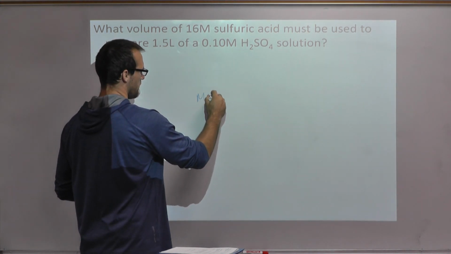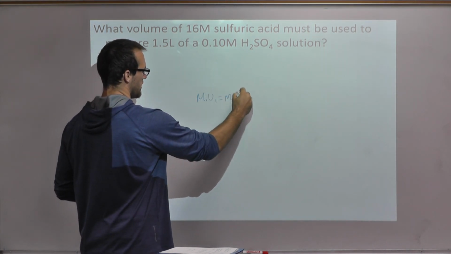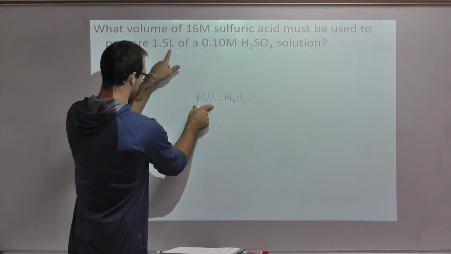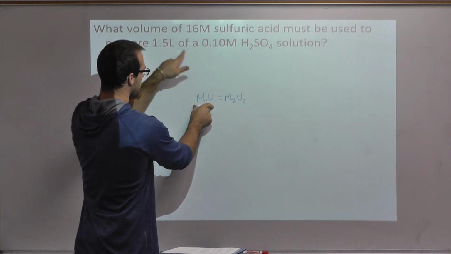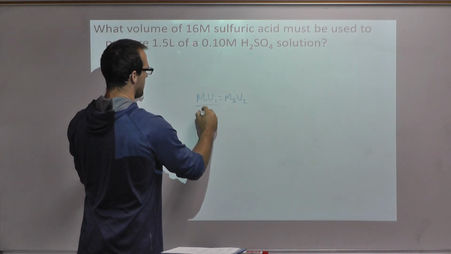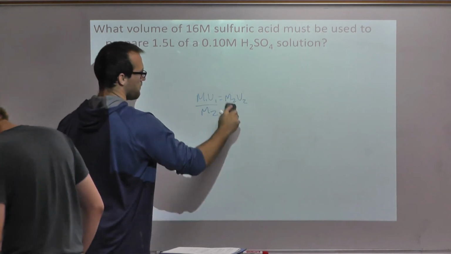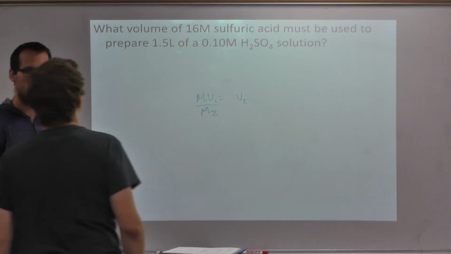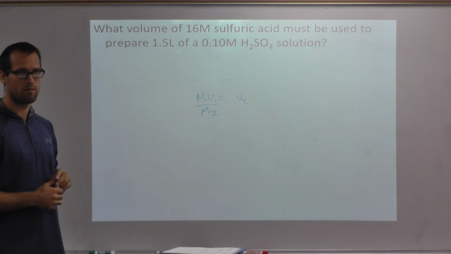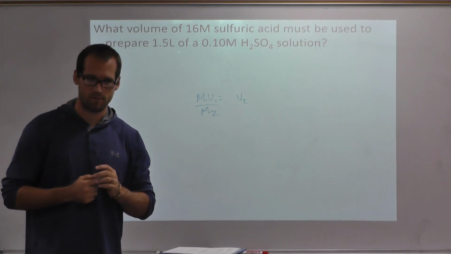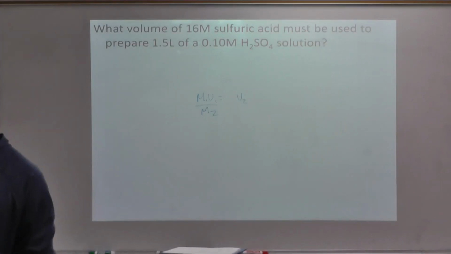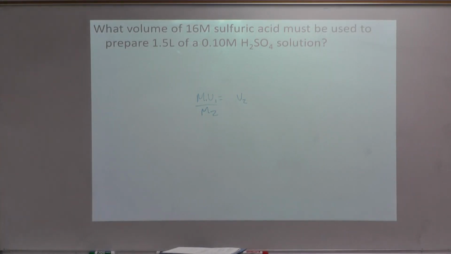No. So it's M1V1 equals M2V2. This is M1V1. This is M2 divided by M2 times the volume. So volume is that. Make sense? Annie, good? Yep. Alright.